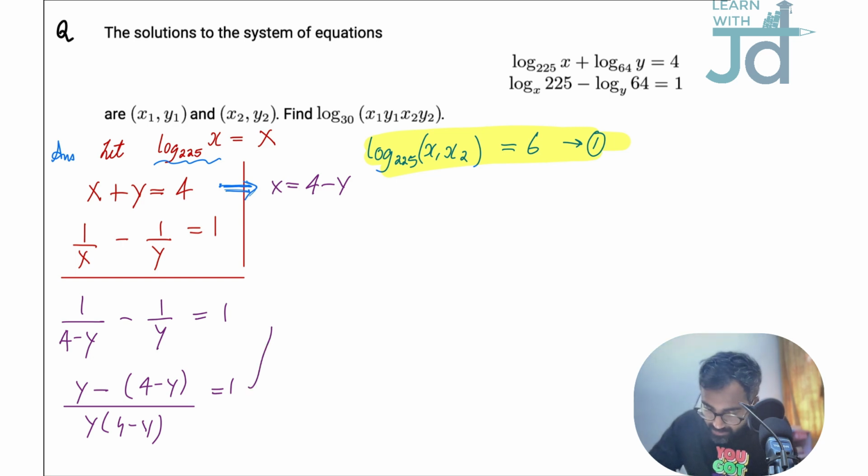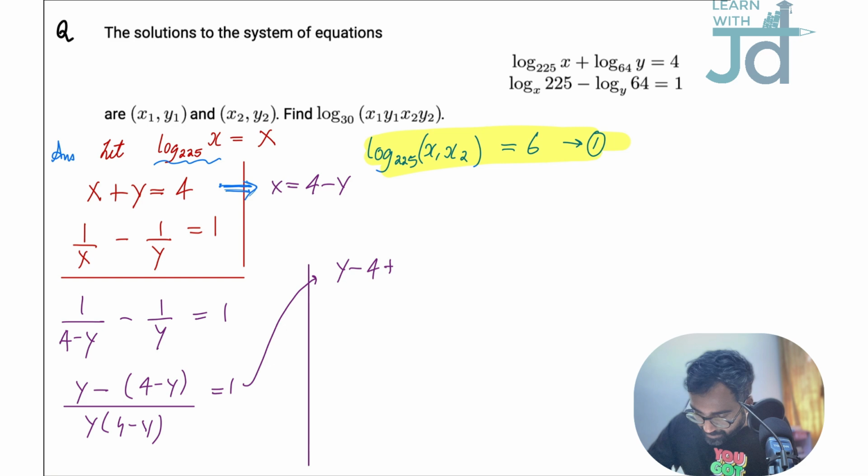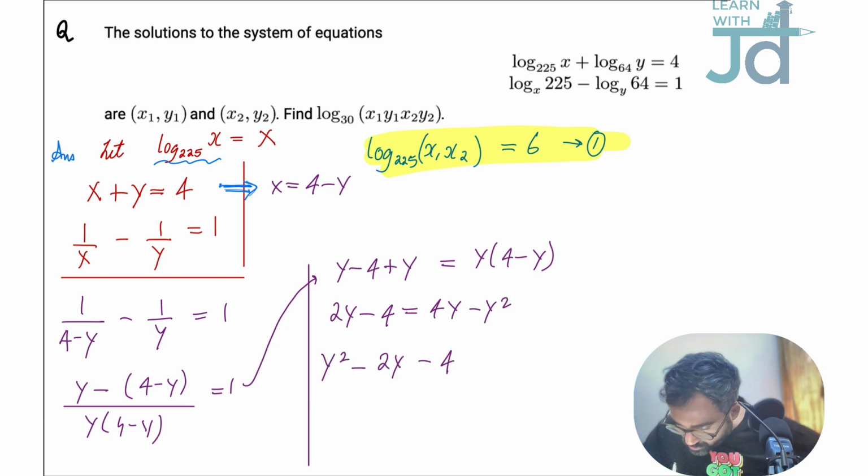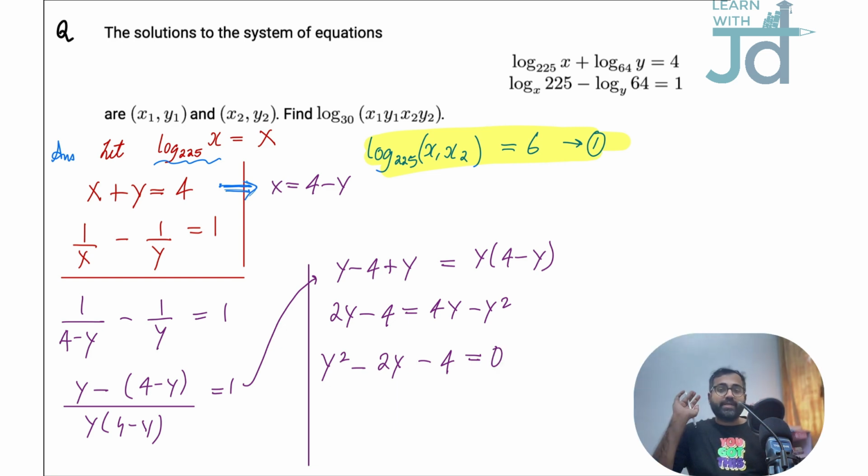Correct? So what do you get? Y minus 4 plus y, and I'll multiply the other side. Okay, I'll cross multiply. I'll cross multiply this whole thing here. So y into 4 minus 1. Okay. So this is 2y minus 4 is equal to 4y minus y square. So y square minus 2y minus 4 is equal to 0. So this is the quadratic equation.